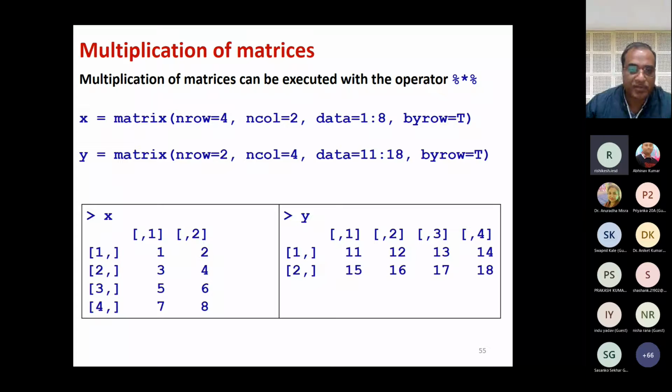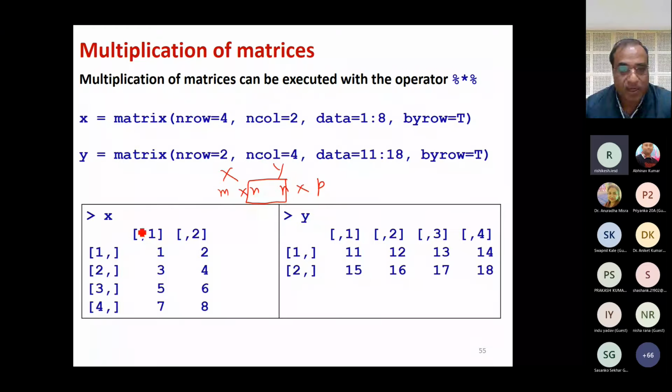So for example, the first rule is if you have two matrices X and Y, and the order of the first matrix is m cross n, then Y has to be n cross something, p or whatever you want. So the condition is that the number of columns in the first matrix and the number of rows in the second matrix should match, right?